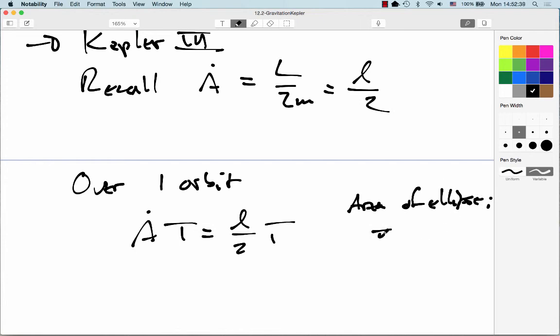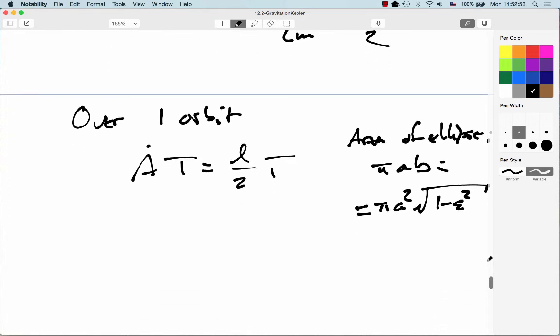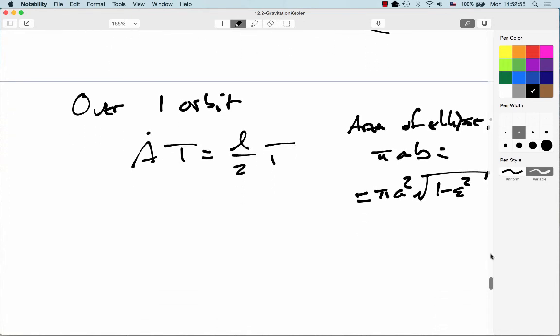And we remember that the area of an ellipse is equal to pi a b, which is equal to pi a squared times root 1 minus eccentricity squared. All right, so A dot times T will be equal to the area of our ellipse. So this will be pi a squared root 1 minus eccentricity squared. That's equal to L over 2 times the period.